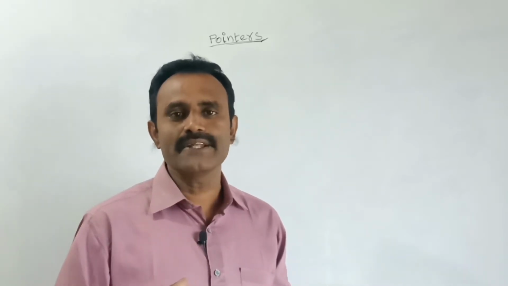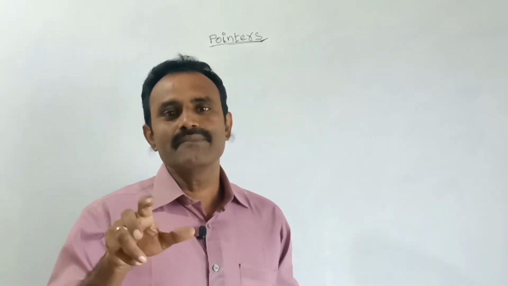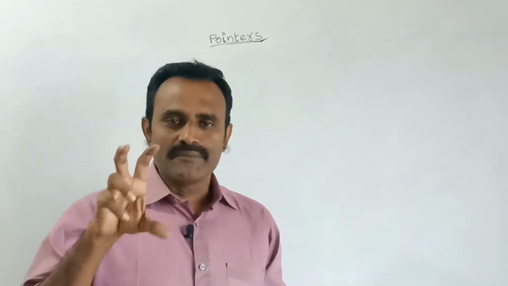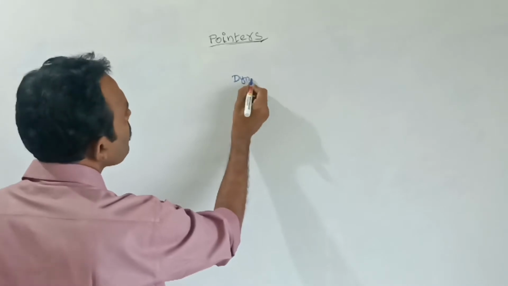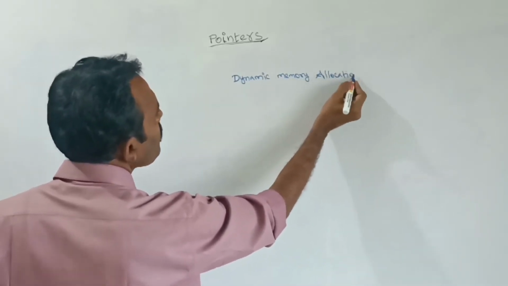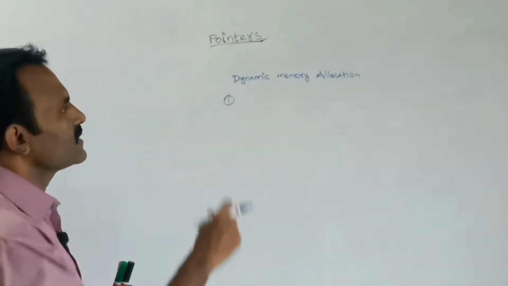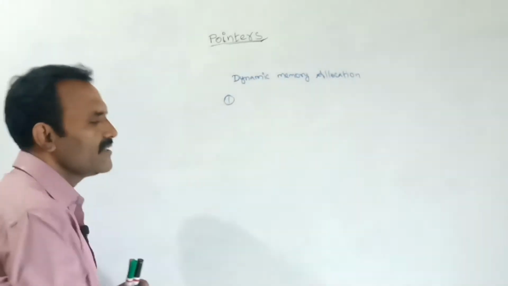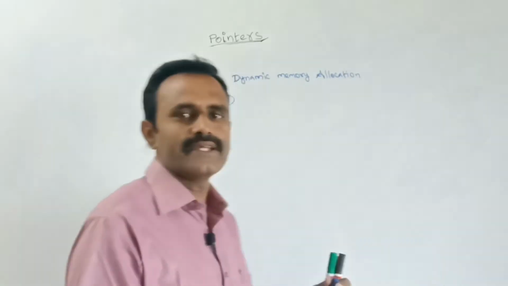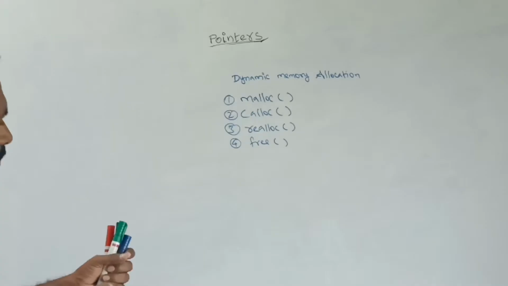In dynamic memory, at the runtime, we can allocate the memory. After allocating the memory, with the help of pointers, we can store values in that memory space. The process of allocating the memory at the runtime is known as dynamic memory allocation. Here there are built-in functions, and with the help of those functions, we can allocate the memory. These are the four functions used to implement dynamic memory allocation.